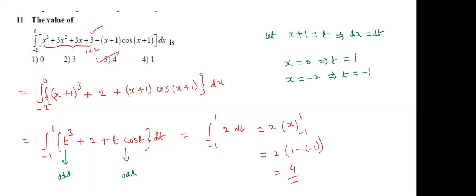If you are splitting it in the form of 1 plus 2, then only you can identify that x cube plus 3x square plus 3x plus 1 is (x plus 1) whole cube. The 2 stays the same, and then cos(x plus 1) is the same. Substitute t in place of x plus 1, then observe the limits. Whenever there is an odd function, that value should be 0. So the remaining integration from minus 1 to 1 of 2 dt, that value should be 4.